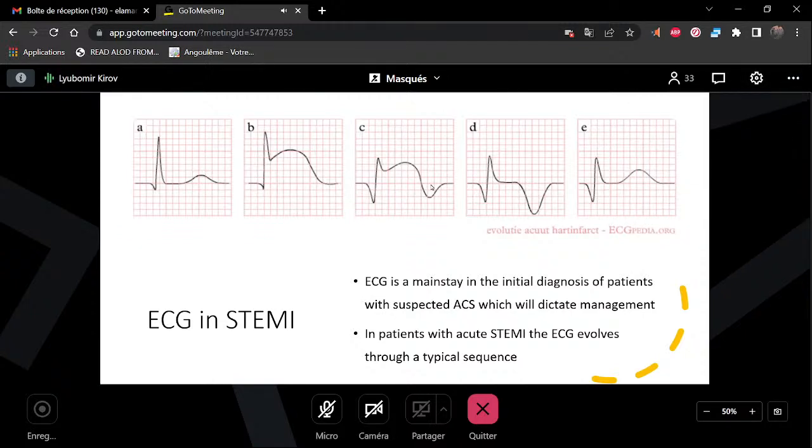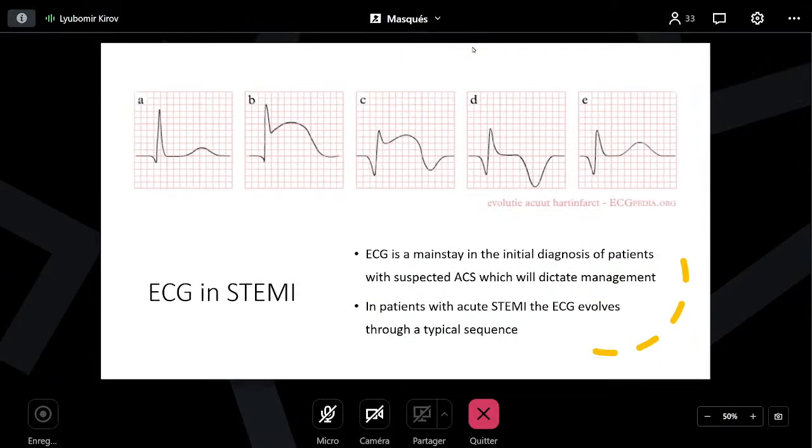changes in the ST segment in case of acute STEMI myocardial infarction. Remember that form of the ST segment. Look, it looks like a banner on the wind.